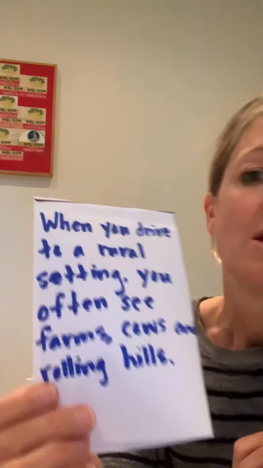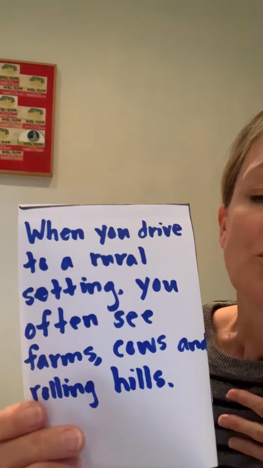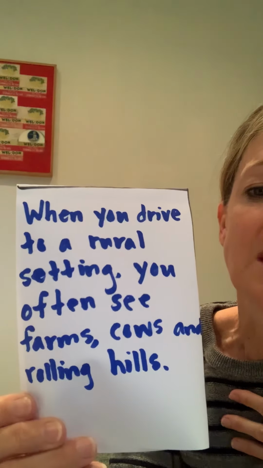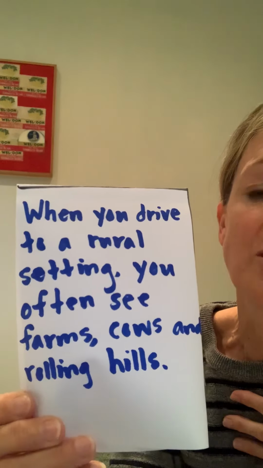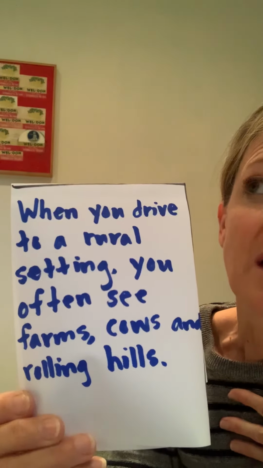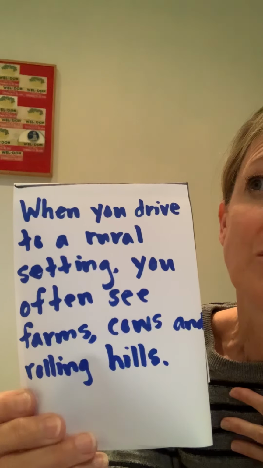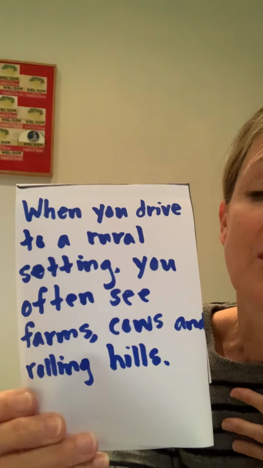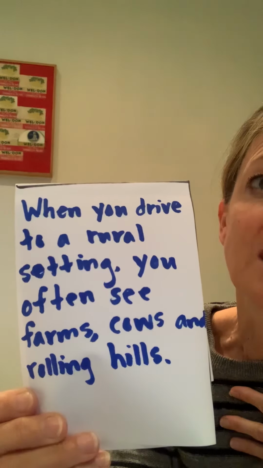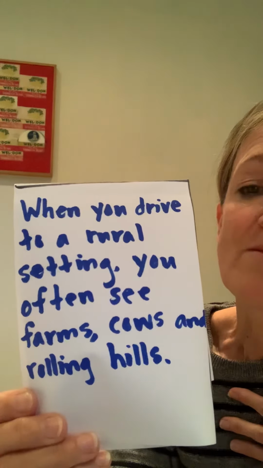Okay, my sentence today is, when you drive to a rural setting, you often see farms, cows, and rolling hills. So a rural setting is going to have lots of farms, lots of green hills, cows, maybe horses. It's just the countryside. Okay. Go ahead and press pause.